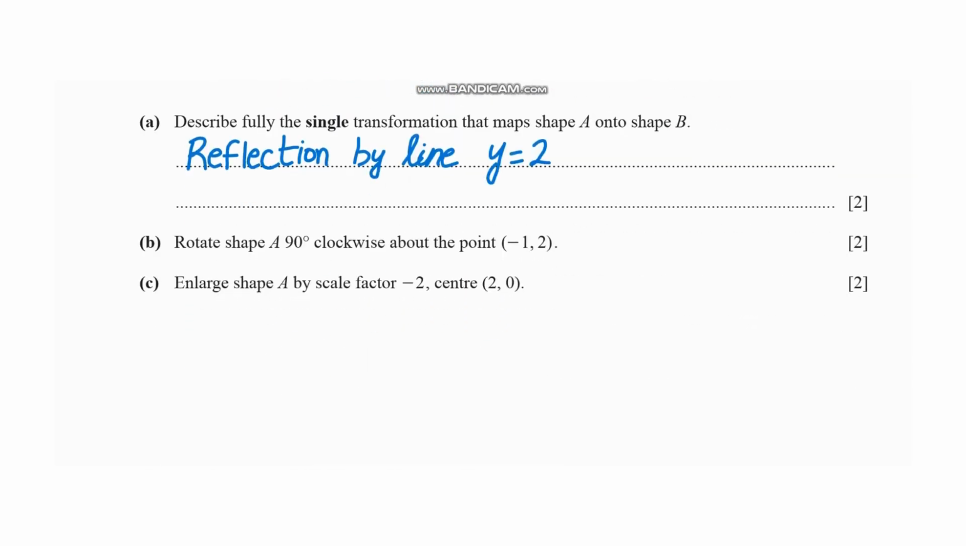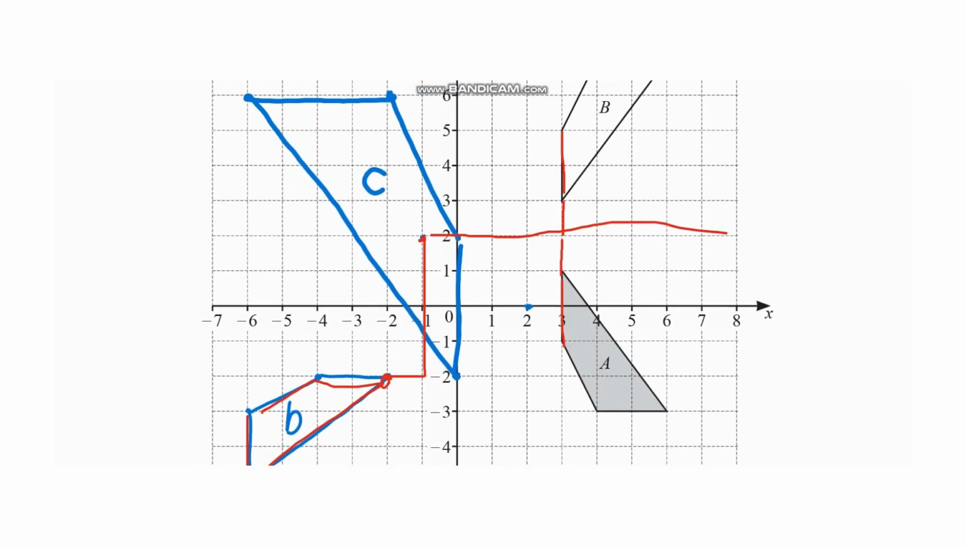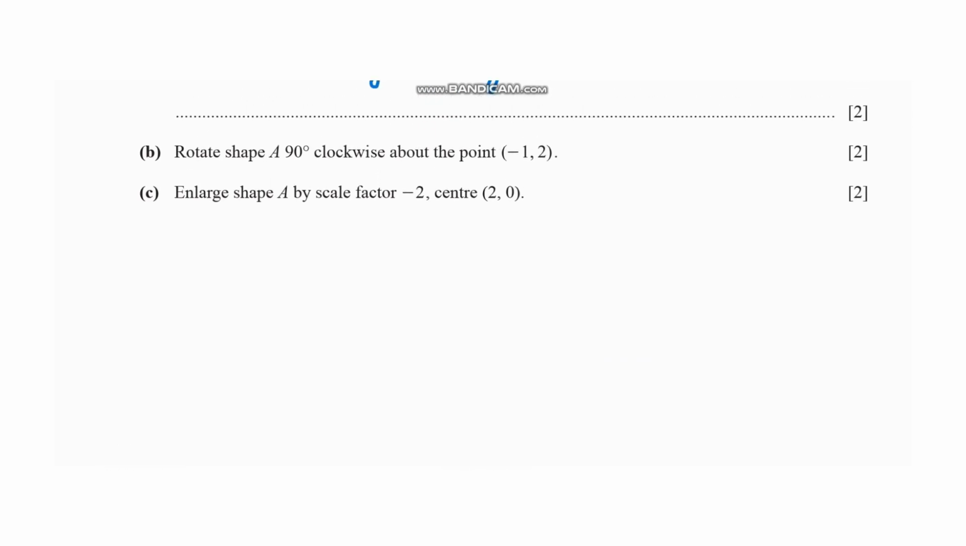Part C states: enlarge shape A by scale factor -2, center (2, 0). So we have to enlarge the object A by a scale factor of -2 from the point (2, 0). A scale factor of -2 means that you have to enlarge the object to double, which is times 2, but it should be in the opposite direction of where the current object is.